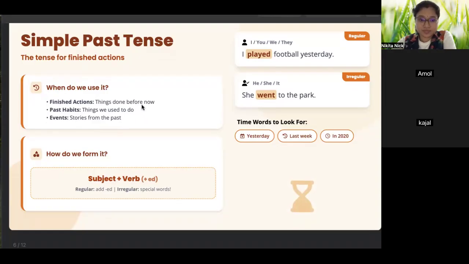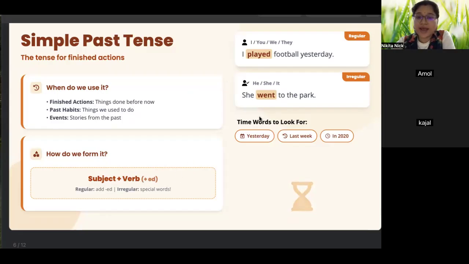Finished actions, things done before now, past habits, things we used to do, events, stories from the past. Very good. You're talking about the stories from the past. You're talking about the past habits that were using past tense, ED form, irregular form.